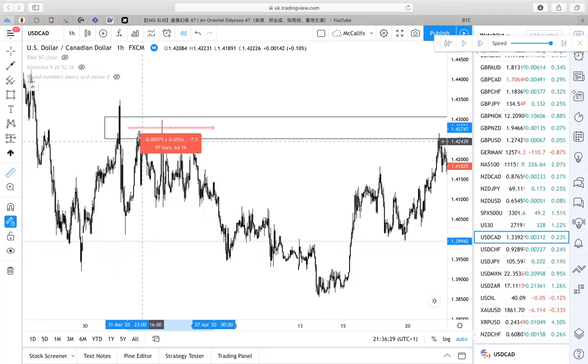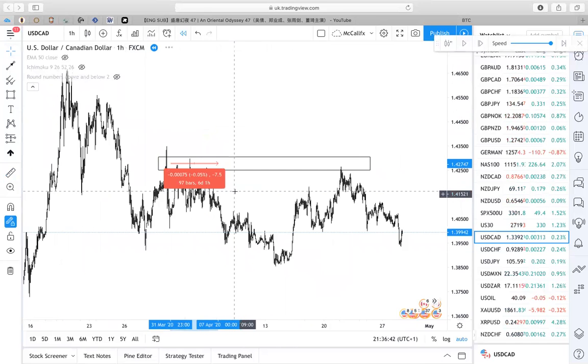If you took your entry from this side, you don't want to have a tight stop loss right on this top, because price can probably go and hit your stop loss and go back into your direction. So yeah, all right.